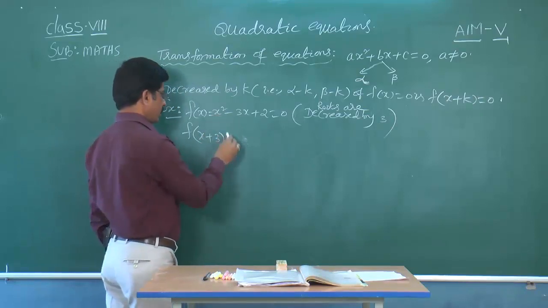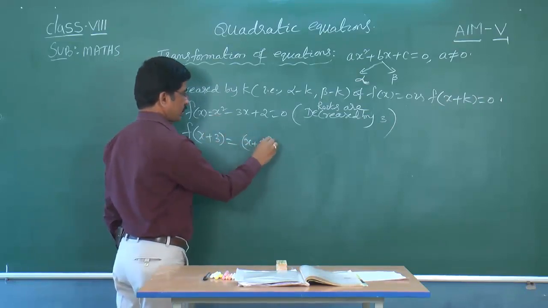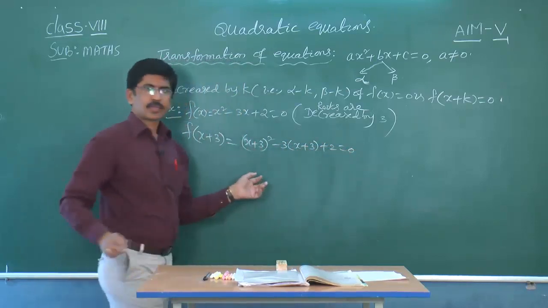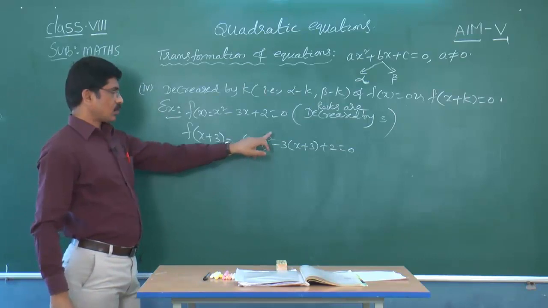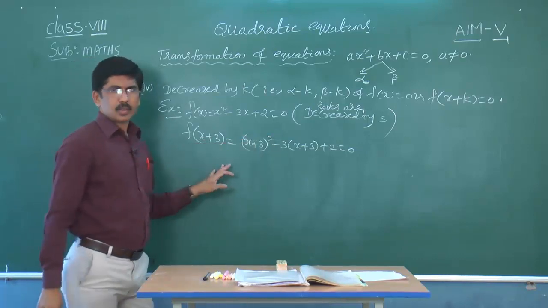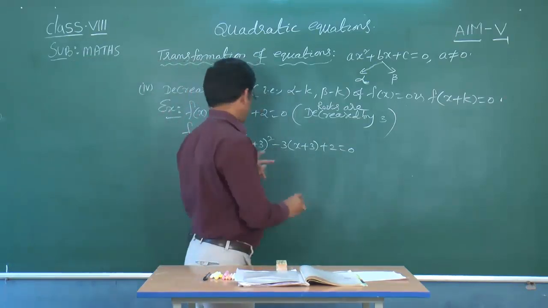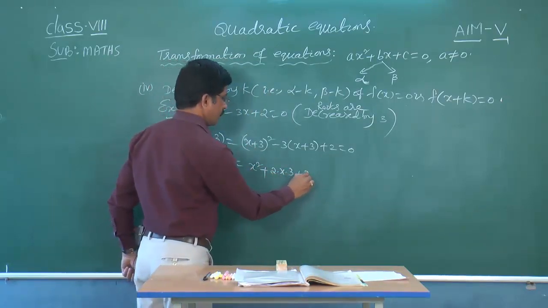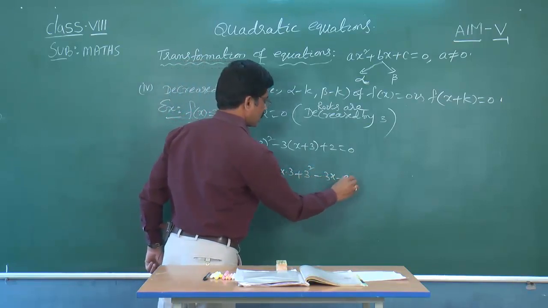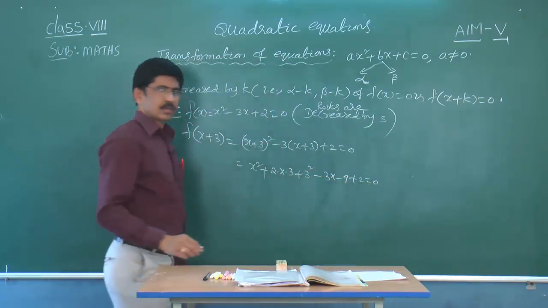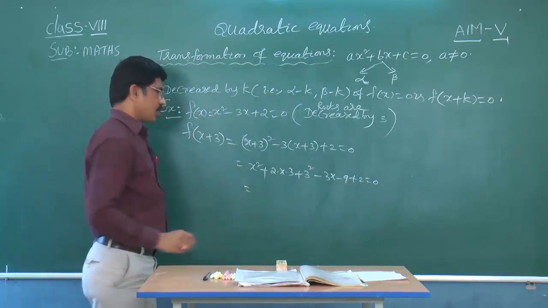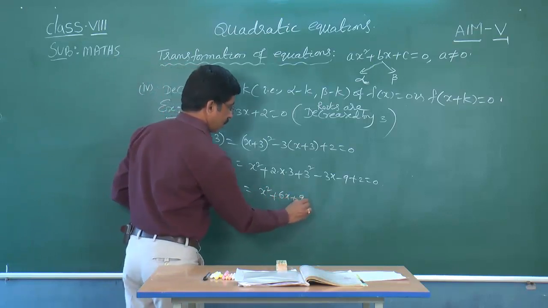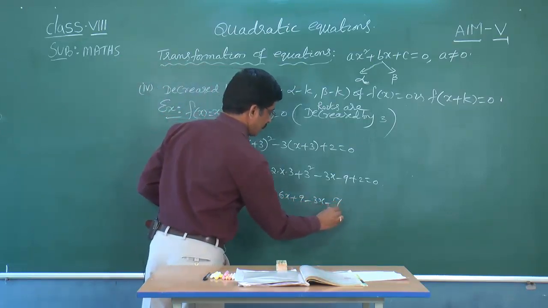Substitute in place of x, x plus 3 whole square, 3 into x plus 3, plus 2 is equal to 0. What is the (a plus b) whole square form? a square plus 2ab plus b square. So x square plus 6x plus 9, 3x minus 9 plus 2 is equal to 0. It reduces to the form x square plus 6x plus 9 minus 3x minus 7 is equal to 0.